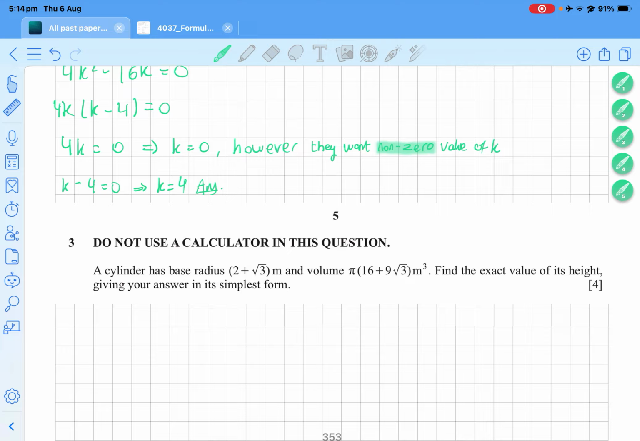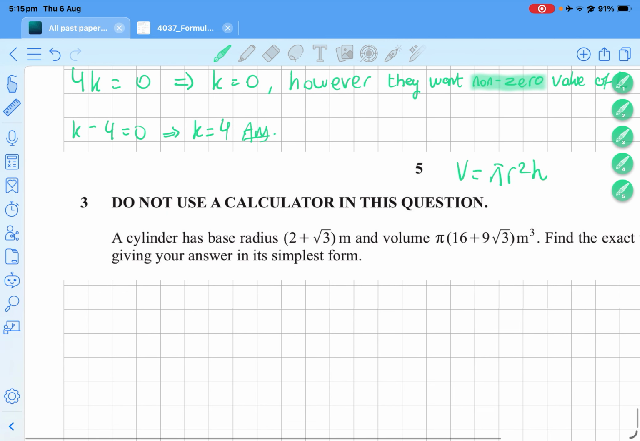A cylinder, you should remember, has a curved surface area of 2 pi r h and a volume, let me write that down, the important part, V equals pi r squared h. So pi into 16 plus 9 root 3 is the same thing as pi into 2 plus root 3 whole squared times h. So this pi and this pi cancel out.